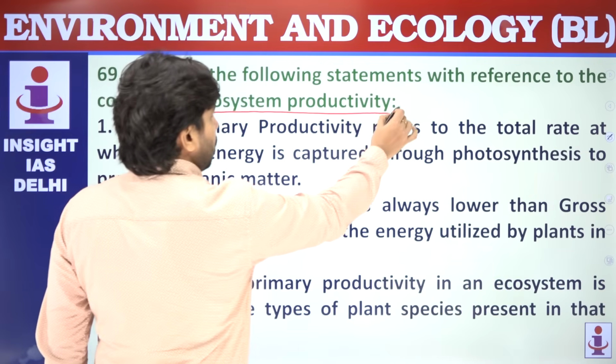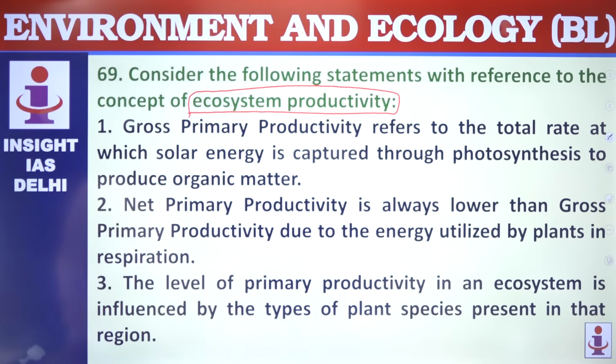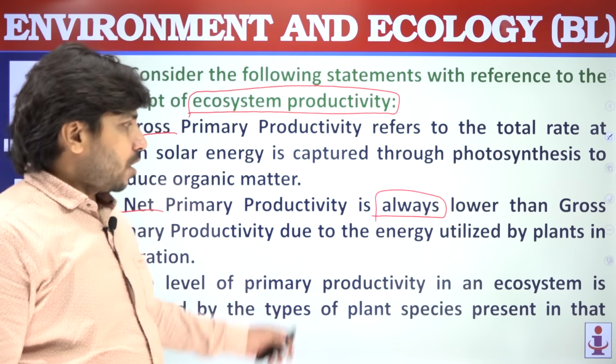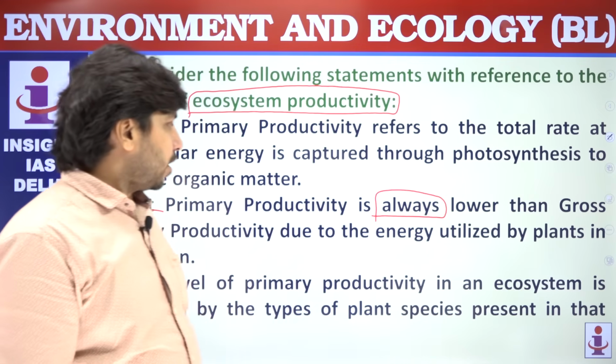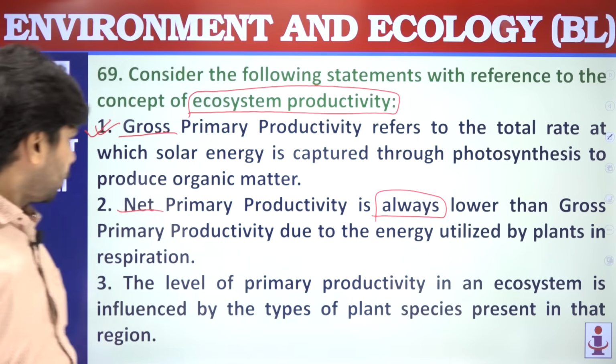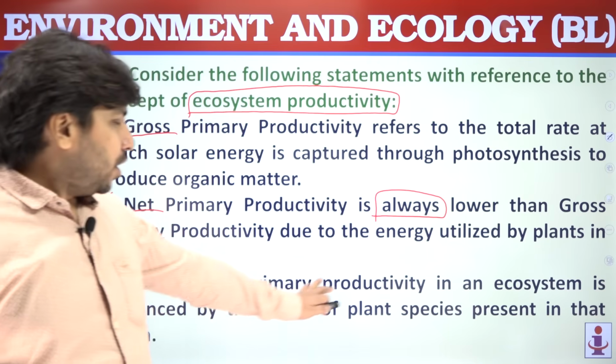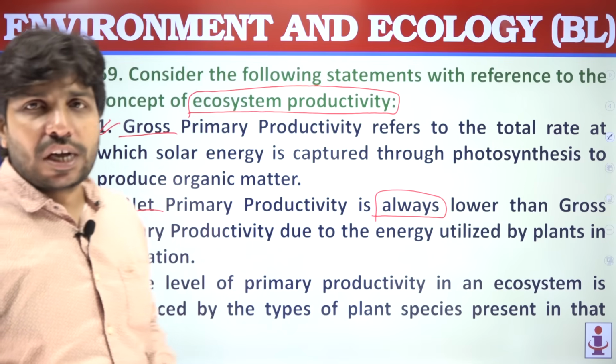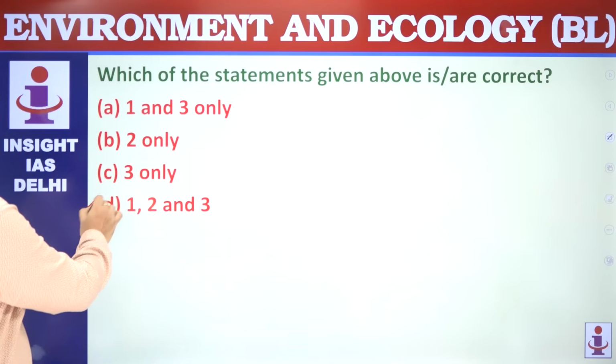Ecosystem productivity. The question is regarding ecosystem productivity. Gross primary productivity refers to the total rate. So gross, net, and the statement is asking you to identify the correct ones. Gross primary productivity refers to the total rate at which, yes, this is the gross one. Net primary productivity will always be lower, yes. Just by reading the word always, you should not mark it as incorrect. Sometimes always words can make a statement correct. So net primary productivity is always lower than gross. This is also correct. The level of primary productivity in an ecosystem is influenced by the types of plant species present in that region. Yes, primary productivity will depend on the types of species. So all the three statements are correct.